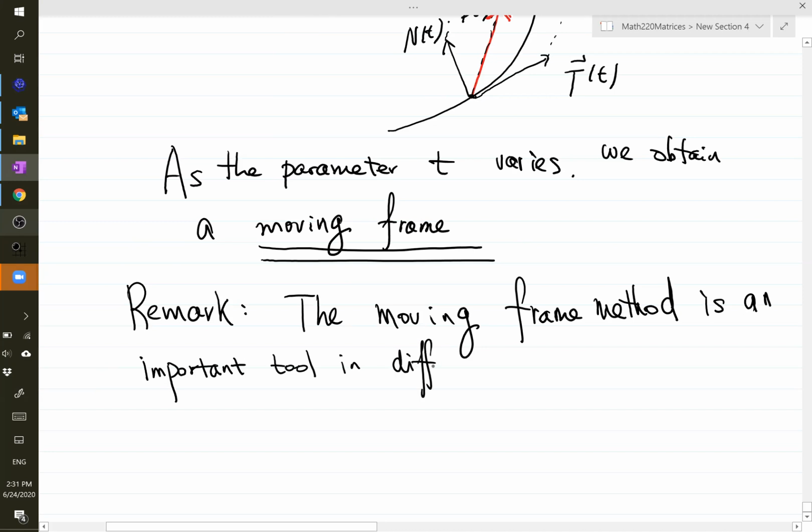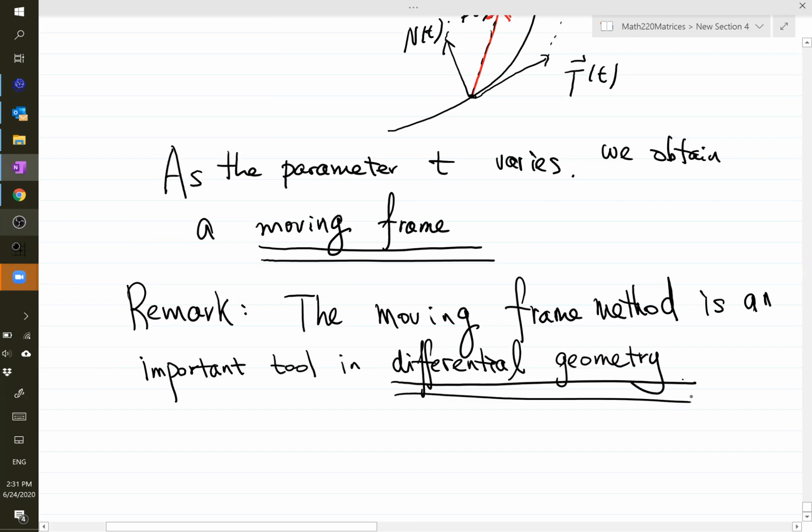Differential geometry. Let me explain a little bit about it. Differential geometry is, in short, using calculus tools to study the geometric shape of certain things: curves, surfaces, higher dimensional surfaces, and so on. We use calculus tools to study geometry.